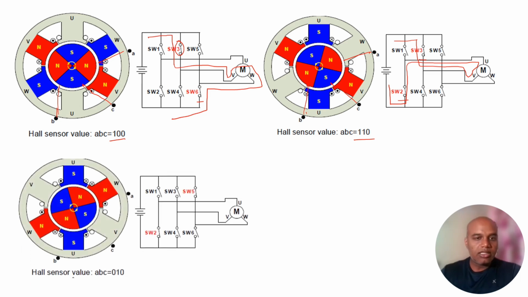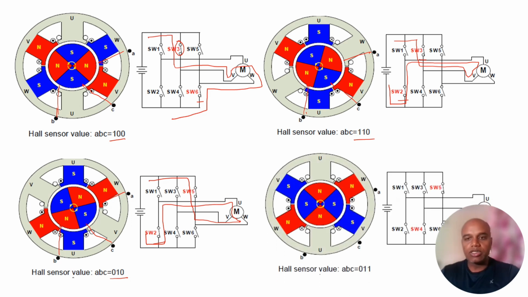And similarly, in the last circuit completing the 360-degree rotation, A comes under the south pole, B comes under the influence of the north pole, and C remains under the influence of the south pole. So the output is 0 1 0, and in this condition switch 2 remains closed, but switch 5 will come into action, and the windings energized are through W and then through the U winding, and the circuit gets completed over here. So this is the last of the 360-degree rotation, where the Hall sensor output will become 0 1 1, and switch 5 remains in action, and then switch 4 will come into action, and it will complete the circuit.